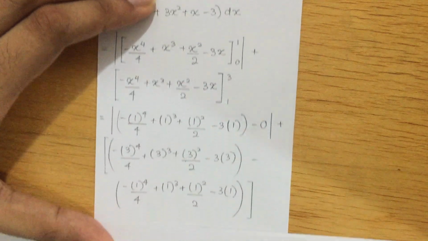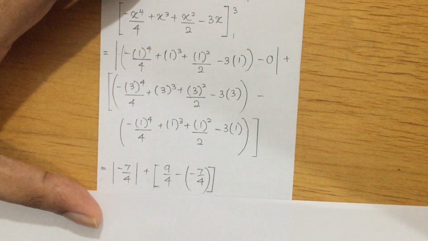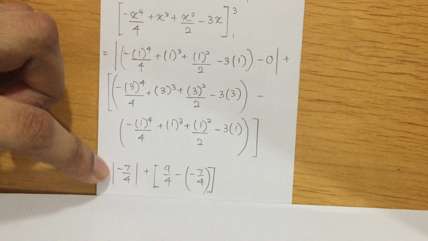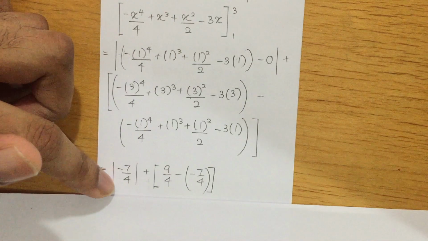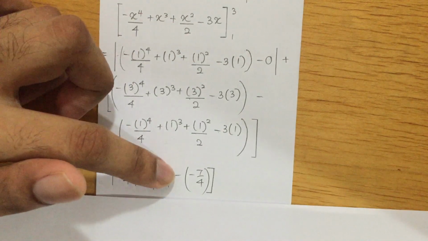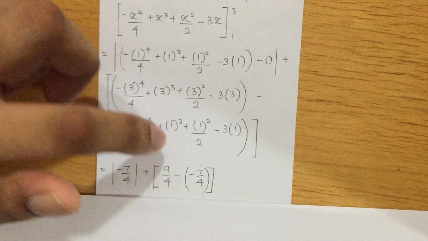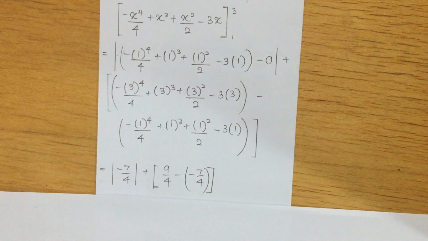Okay, so far so good. So proceed to the next working. So from here, for the limit 1 to 0, you will be getting negative 7 over 4, guys. But then for the second one, you should be getting 9 over 4 minus negative 7 over 4. 9 over 4 minus negative 7 over 4, you get 16 over 4. 16 over 4 is also known as a whole number 4, guys.